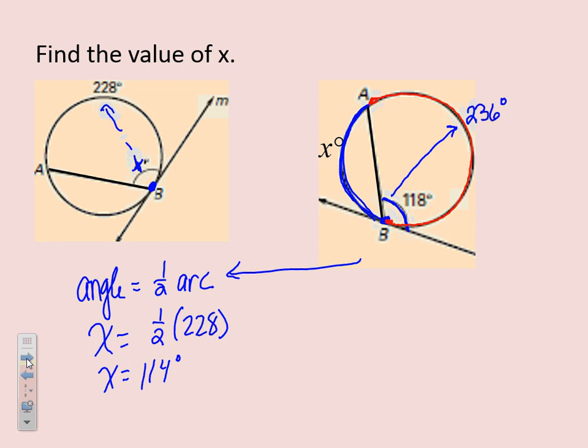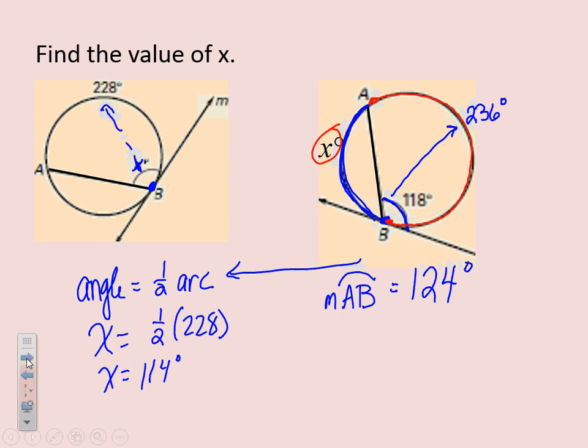That piece is 236. But remember where the X is located? He's over here on the blue part. Well, how would I find that blue part? Well, that blue part would just be whatever's left out of the 360-degree circle after we take out that 236. So if we subtract 236 from 360, we get 124 degrees. So from A to B, or X in this case, is 124 degrees.